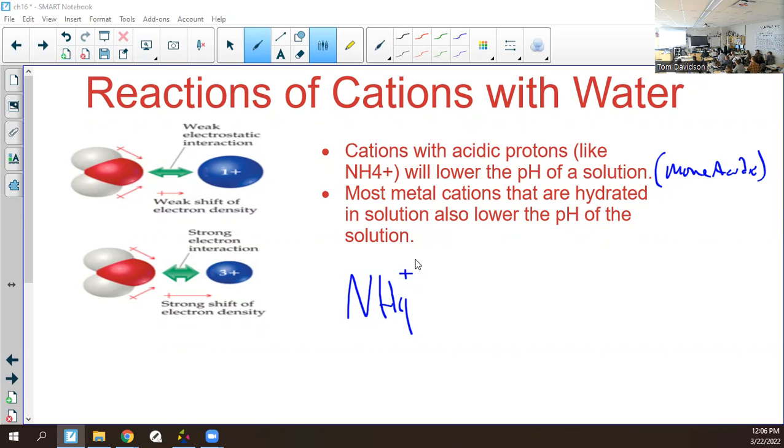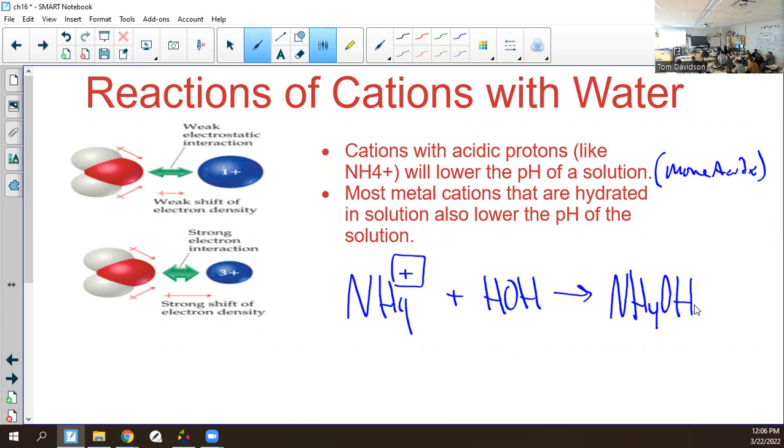So NH4 is a plus. In water, what is it looking for? It's looking for a minus. So it makes NH4OH. All right. And then what's left over? H plus, right?